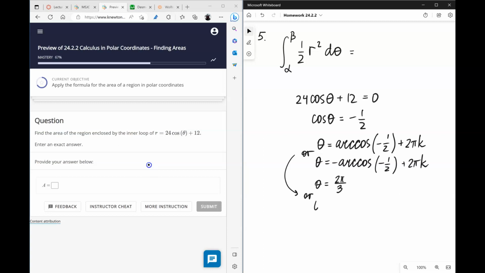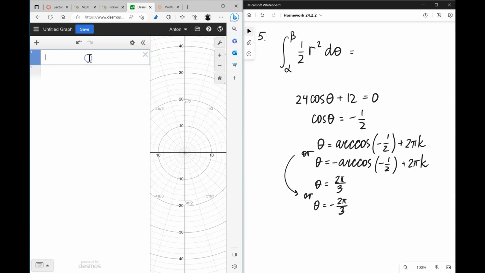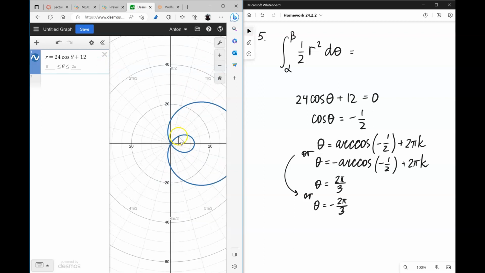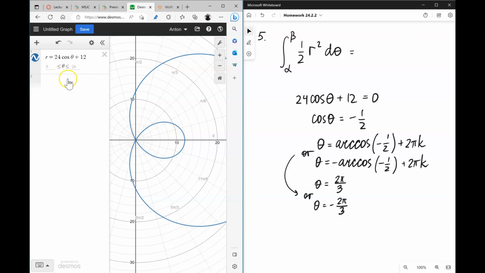So theta is 2 pi over 3 or negative 2 pi over 3. And let's graph this just to see what's going on here. So the graph of this will be 24 cosine theta plus 12. That's the graph. Now we need to find the area of the inner loop.